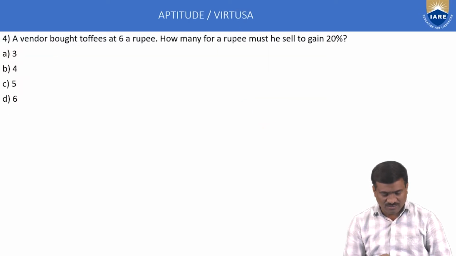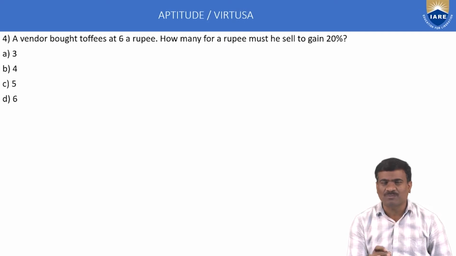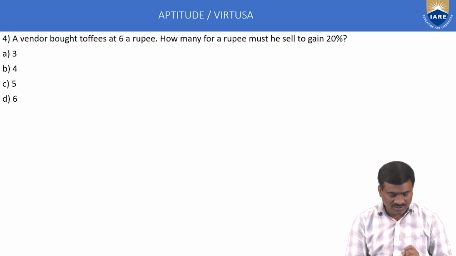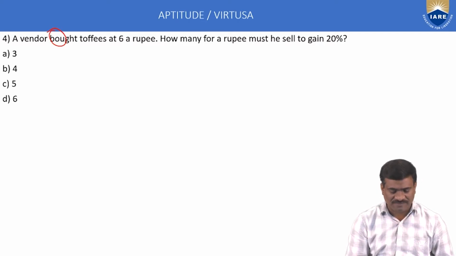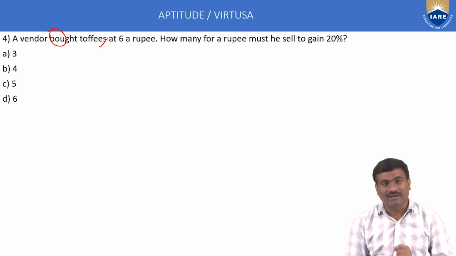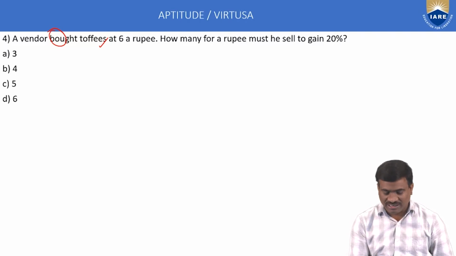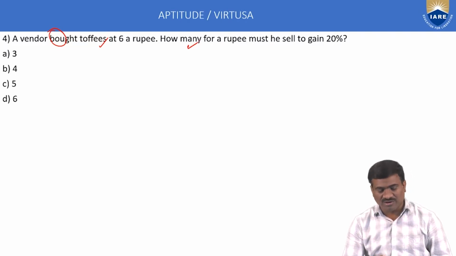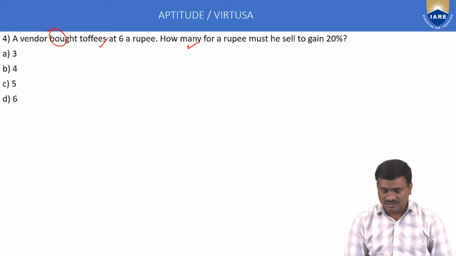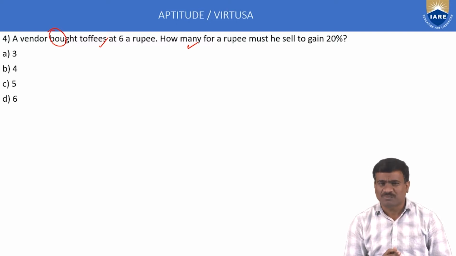Next, fourth example, number 4. Again, profit and loss. Minimum 2 marks only, profit and loss concept. Here calculate. Here bought toffees, indicate cost price. A number of toffees is equal to 6 a rupee, 1 rupee 6. How many for a rupee must he sell to gain 20 percentage? Here calculate the number of articles or number of toffees to sell to gain 20 percentage profit.